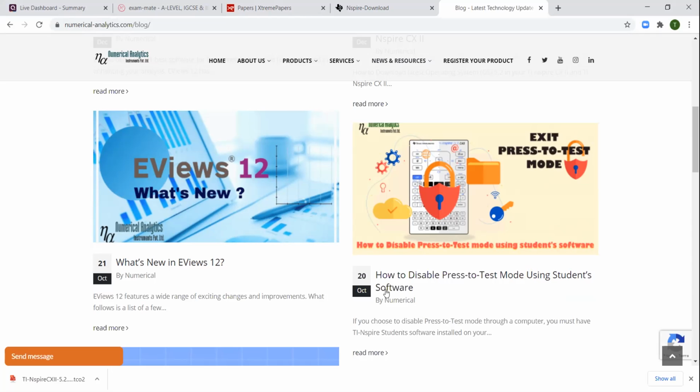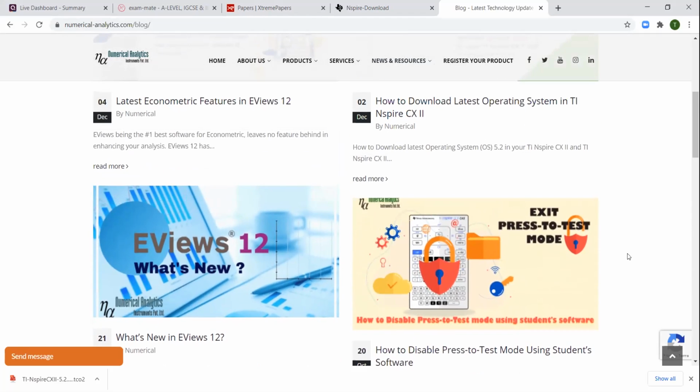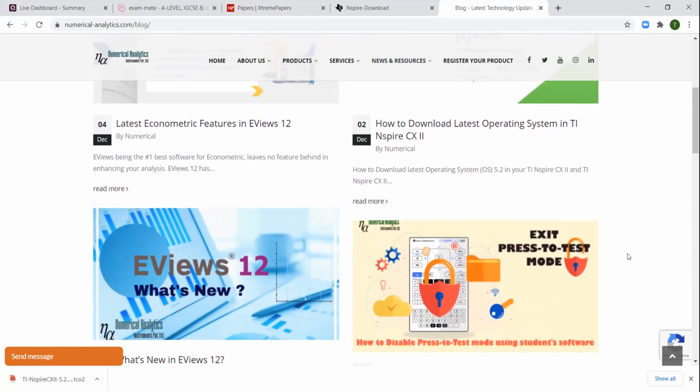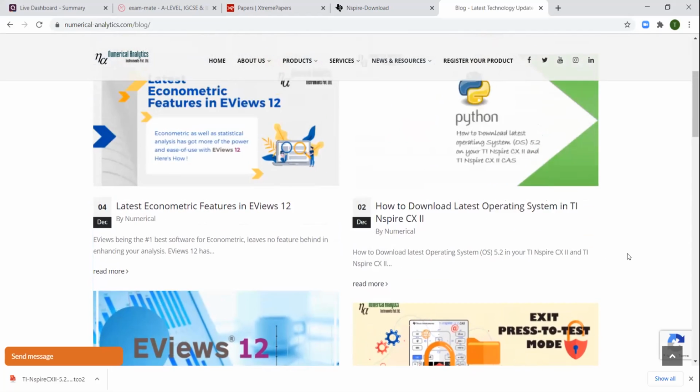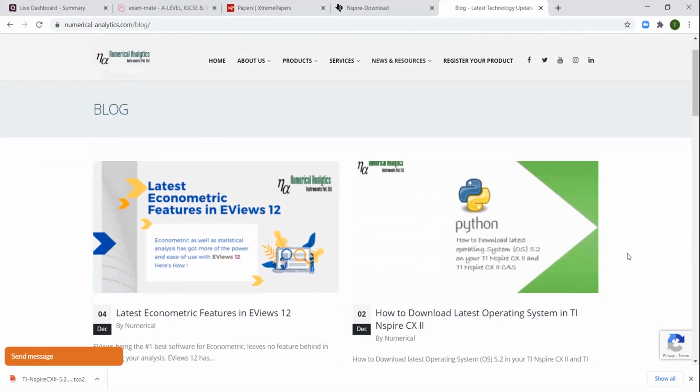But here I have one blog for all of you. You can share this blog with your friends as well, on how to disable press to test mode using student software. You can enter the press to test mode, read this blog, and see how to exit. It will make you feel good that without the teacher's help or another handheld, you exited the press to test mode.